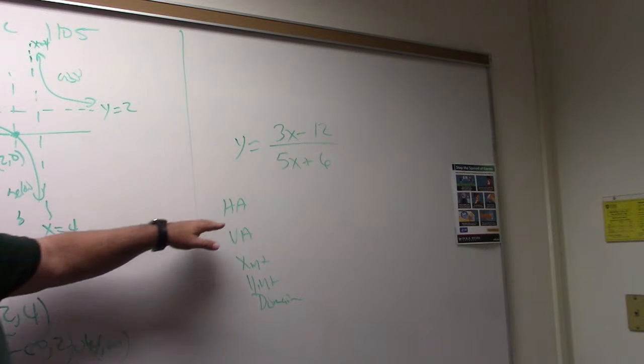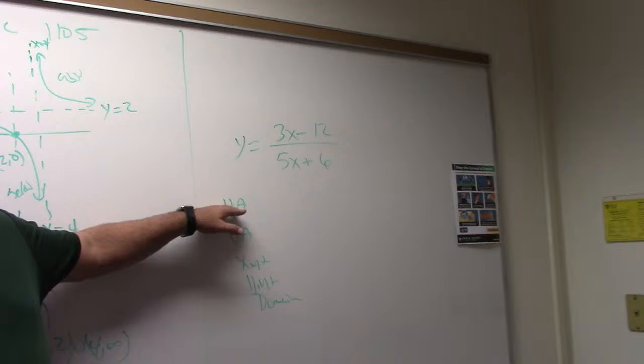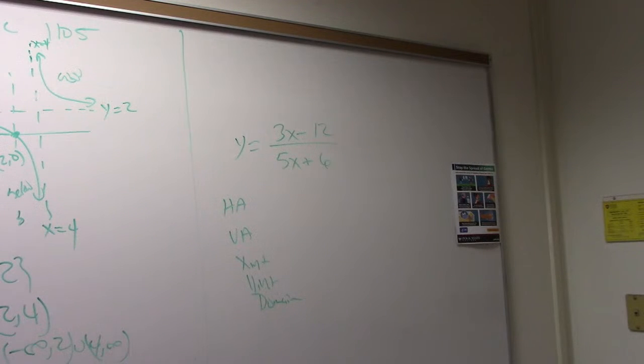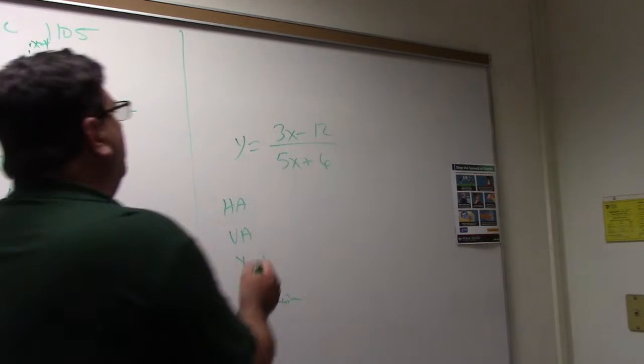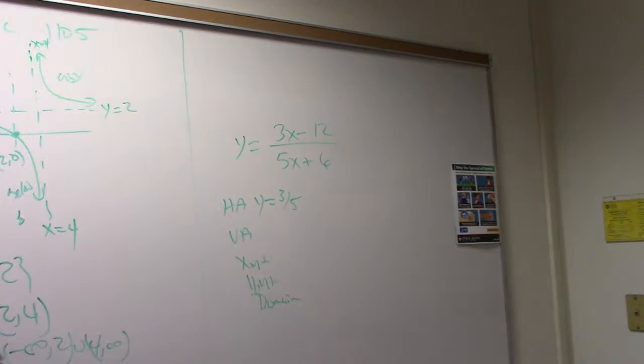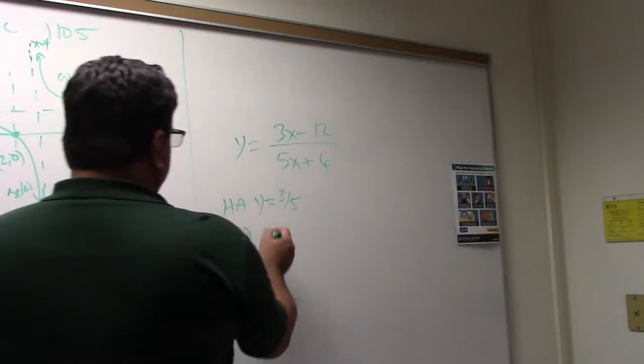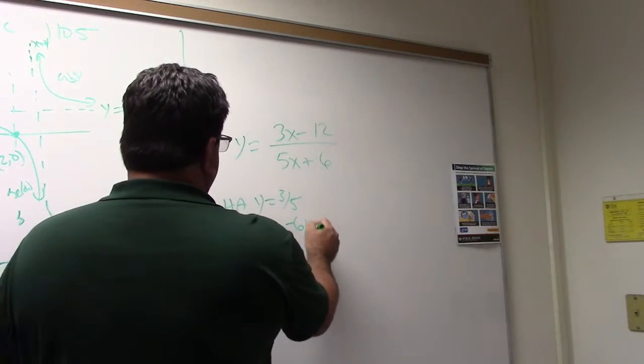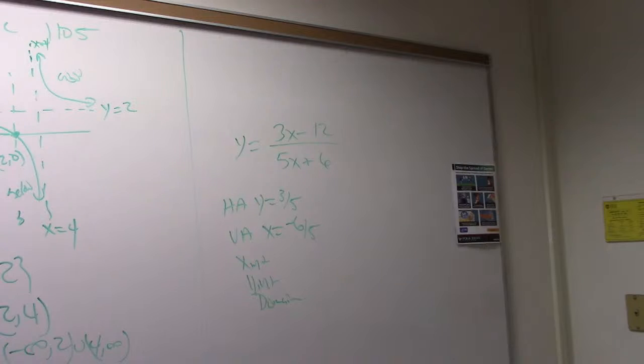All right. Horizontal asymptote, here we go. What is it? Y equals 3 over 5. Vertical asymptote, what is it? X equals -6 over 5. X-intercept, what is it? X equals 4.